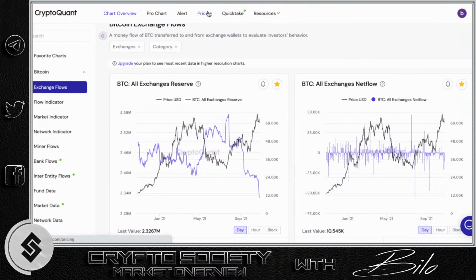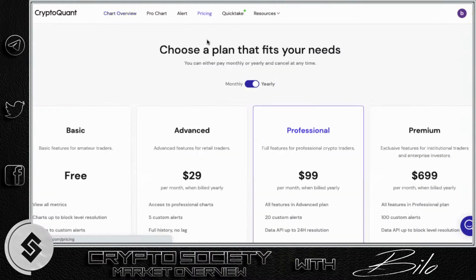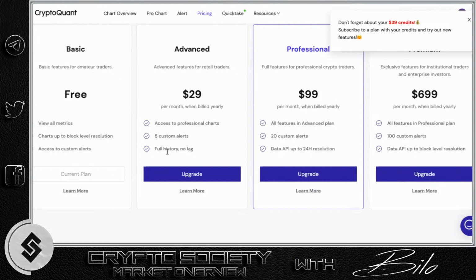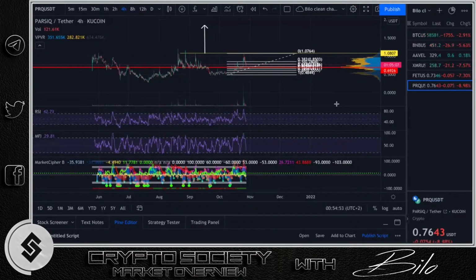I am thinking about buying this here. Let's see what it gives me. No lag, full history, no lag. $30 a month. I think it's worth it. Yeah. I might buy this because it would be nice to know what's happening over the past 2 days. Might explain some things.